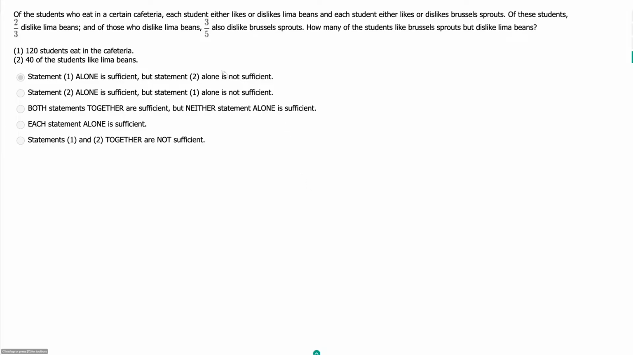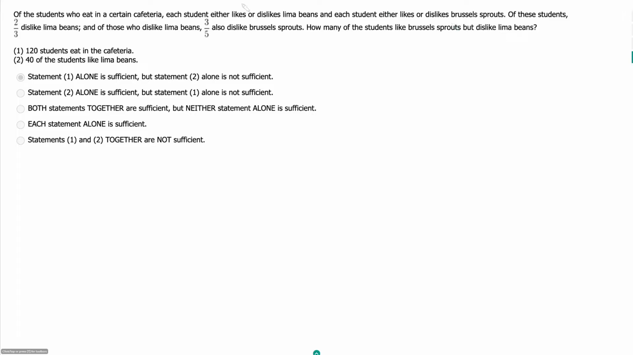Of the students who eat in a certain cafeteria, each student either likes or dislikes lima beans, and each student either likes or dislikes Brussels sprouts. Of these students, 2/3 dislike lima beans, and of those who dislike lima beans, 3/5 also dislike Brussels sprouts. How many of the students like Brussels sprouts but dislike lima beans?